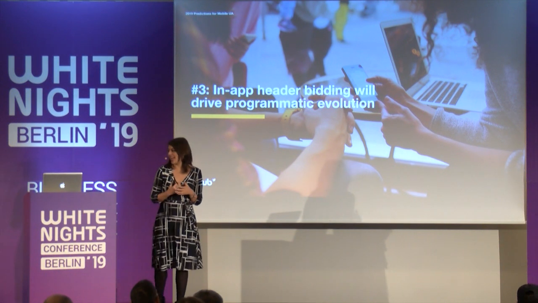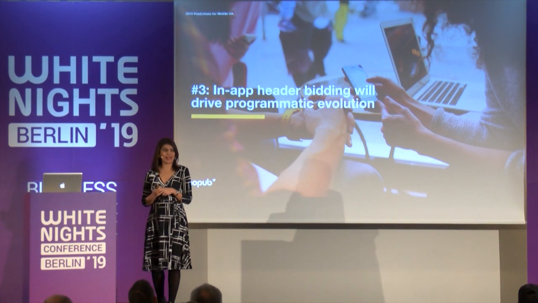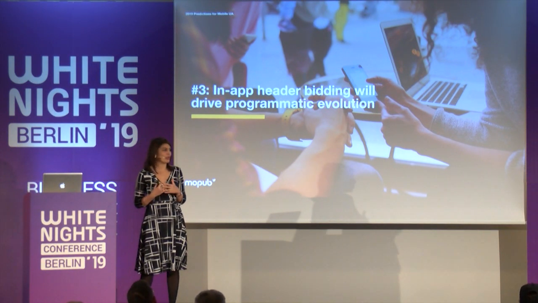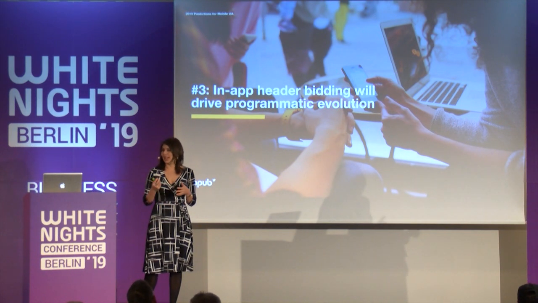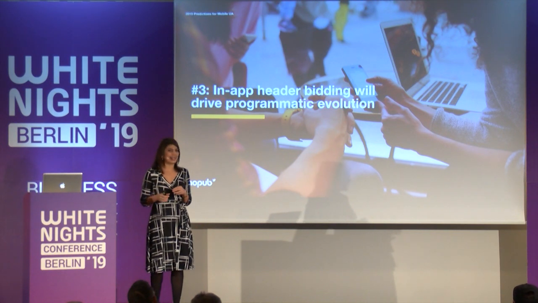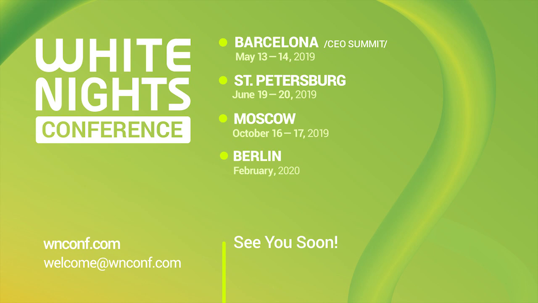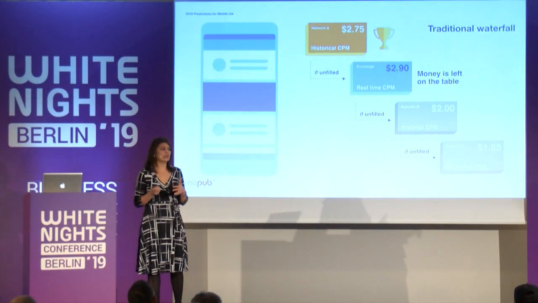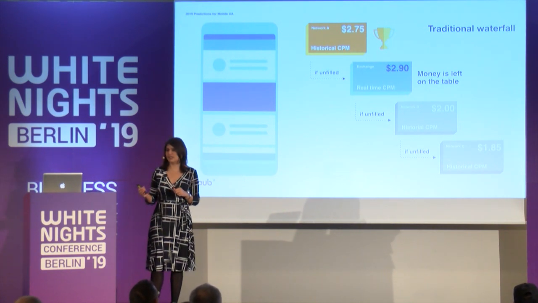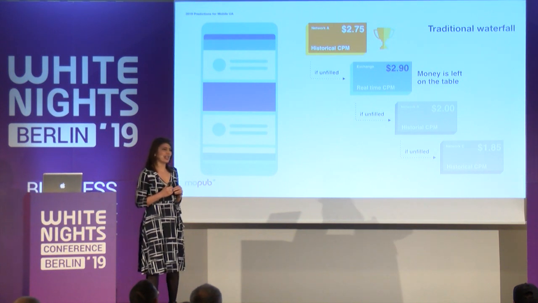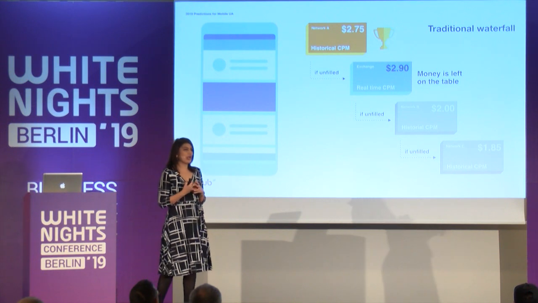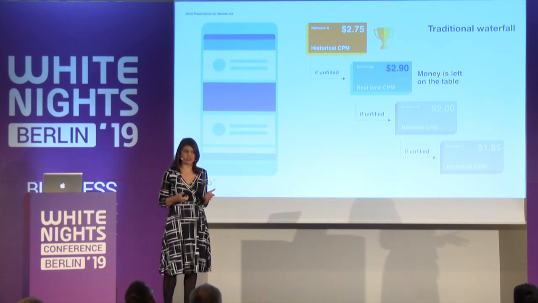Cool. Next up, in-app header bidding will drive programmatic evolution. The waterfall has been the default mechanism by which ads are transacted in the mobile world, and publishers manage these waterfalls. In the typical traditional mobile in-app waterfall, ad networks tend to be favored more. So what does that mean? It just means that demand sources that are lower down in the chain may be willing to pay the highest CPM, but because of where they are in the chain, they don't actually get called. This is because of reliance on historical pricing. What that ultimately means is that money is just left on the table.